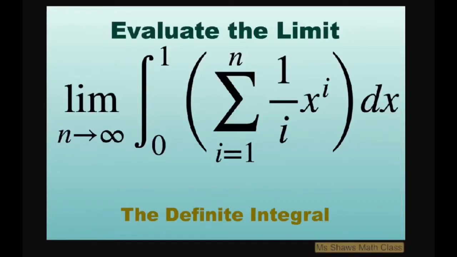Hi everyone, we're going to evaluate the limit as n approaches infinity of the integral from 0 to 1 of the sum from i equals 1 to n of 1 divided by i times x to the power of i dx. Alright, there's several different ways you can do it. I'm going to do the approach where we're just going to integrate this as such.